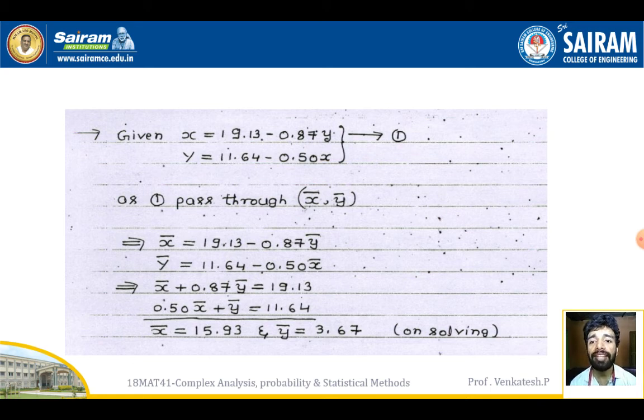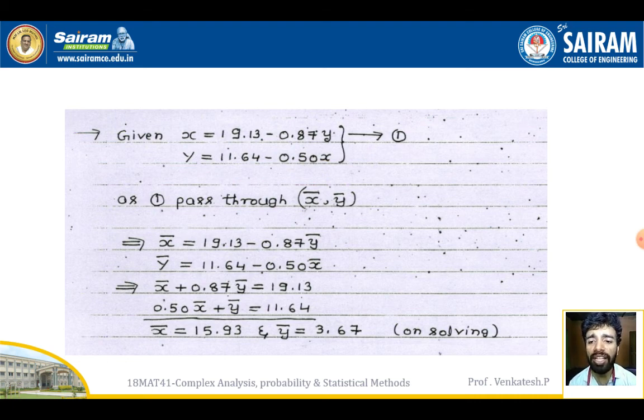Given that x is equal to 19.13 minus 0.87y, and y is equal to 11.64 minus 0.50x. Call these equation number 1. Suppose I assume that equation 1 passes through the point x bar and y bar, I mean it is passing through the mean of x and mean of y. So I can change the variables x and y to x bar and y bar. I will get x bar is equal to 19.13 minus 0.87 y bar, and y bar is equal to 11.64 minus 0.50 x bar.